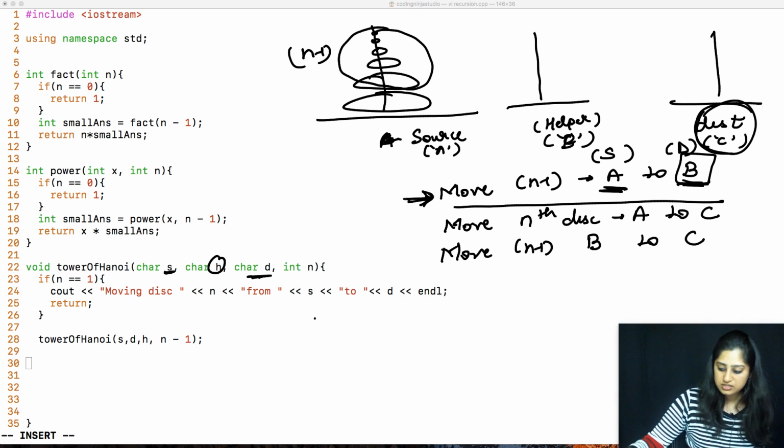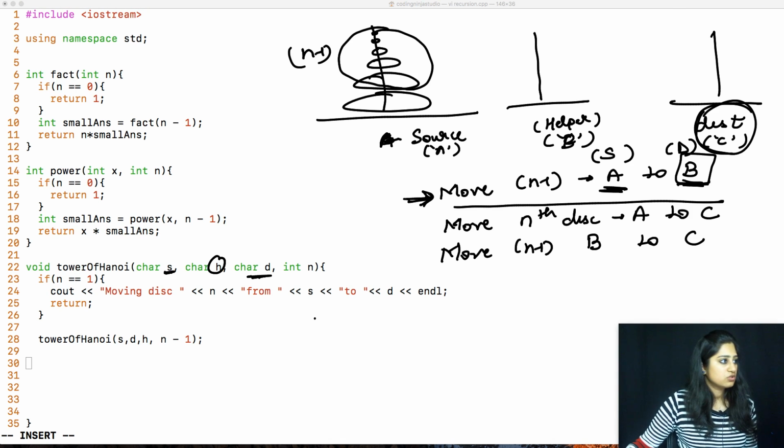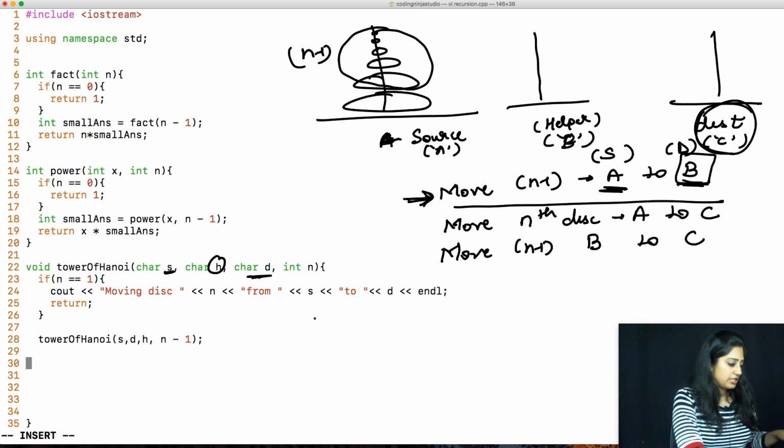After this task, the next step in line is to move the last disk from A to C. So I'll now just write the code to move the last disk, that is the same statement that we wrote over here.